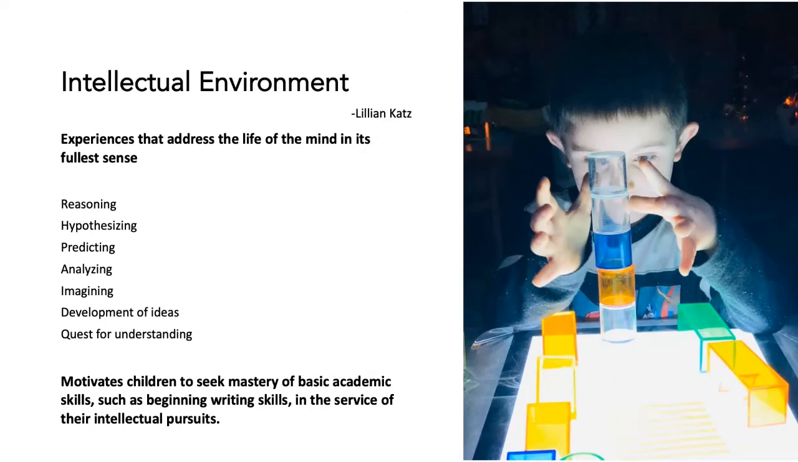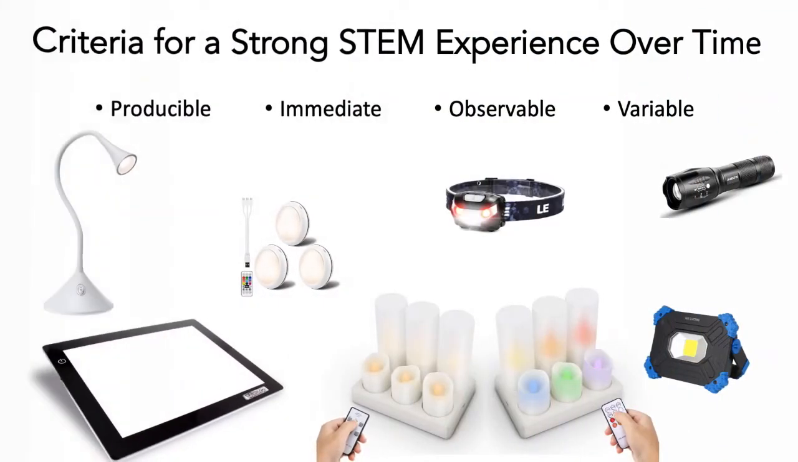Considering the intellectual aspect of the classroom environment, we ask ourselves, what is in this STEM experience for children to figure out? This is the underbelly of the iceberg that addresses the life of the mind in its fullest sense. To select strong STEM experiences that will engage children over time, we adhere to 4 criteria. Producible. The child needs to be able to produce an action themselves. The result of that action should be immediate, and it should be observable by the child. Finally, there must be something to vary in the action to determine if another result will occur.